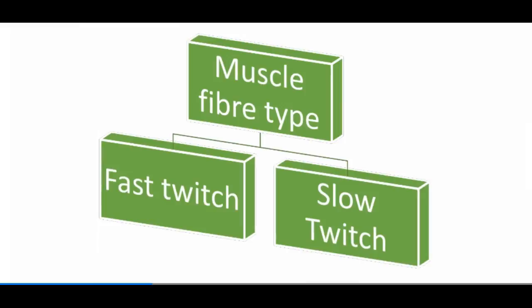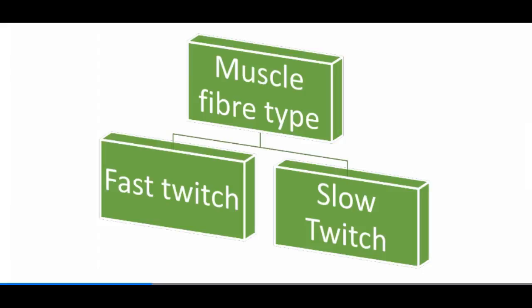Muscle fiber types. Skeletal muscle tissue is made up of a combination of both fast twitch and slow twitch muscle fibers. All people have both types of these muscle fibers. However, usually one type will dominate, which is based on genetics and exercise history.